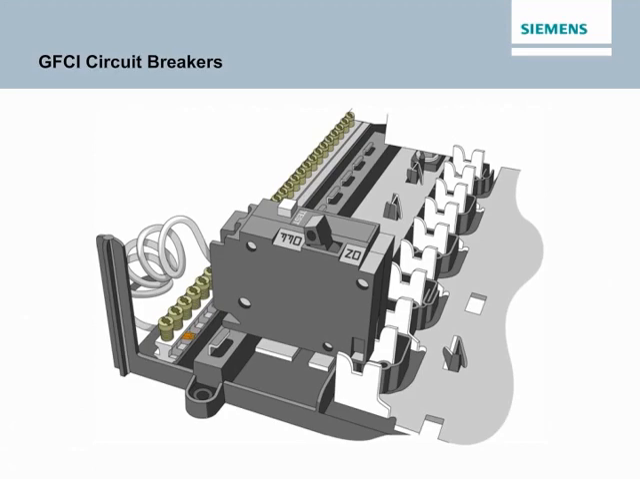GFCI circuit breakers, such as Siemens QPF and QPHF circuit breakers, are intended to provide protection for personnel and are designed to trip when a fault current to ground of 6 milliamps or more is sensed. NEC Article 210.8 describes the requirements for ground fault circuit interrupter protection for personnel in a variety of locations. Some of the more common locations requiring this protection for electrical receptacle circuits include bathrooms, within 6 feet of a laundry, utility or wet bar sink, residential garages, unfinished basements, crawl spaces, and outdoors.